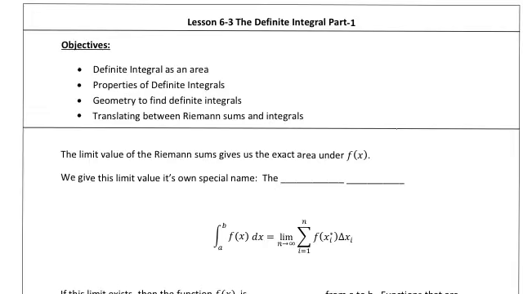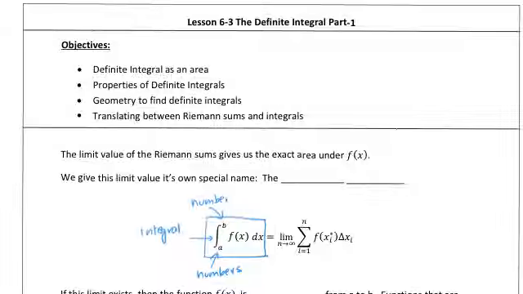Hi everyone, this is a lesson about the definite integral. So the definite integral is right here. This sign is the integral sign, and this integral is definite because it has numbers a and b on the top and the bottom, right? That's what makes this integral definite.